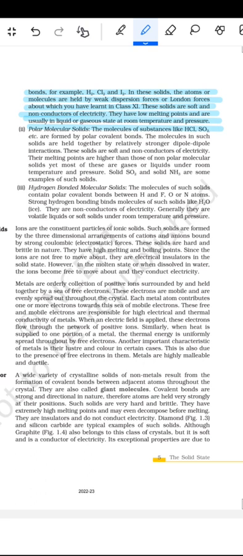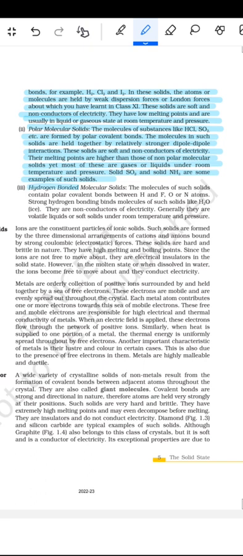the HCl, SO2 etc. are formed by the polar covalent bonds. The molecules in such solids are held together by the relatively stronger dipole-dipole interaction. These solids are soft and non-conductors of electricity. Their melting points are higher than those of the non-polar molecular solids, yet most of these are gases or liquid under room temperature and pressure. Solid SO2 and solid NH3 are some examples of such solids.